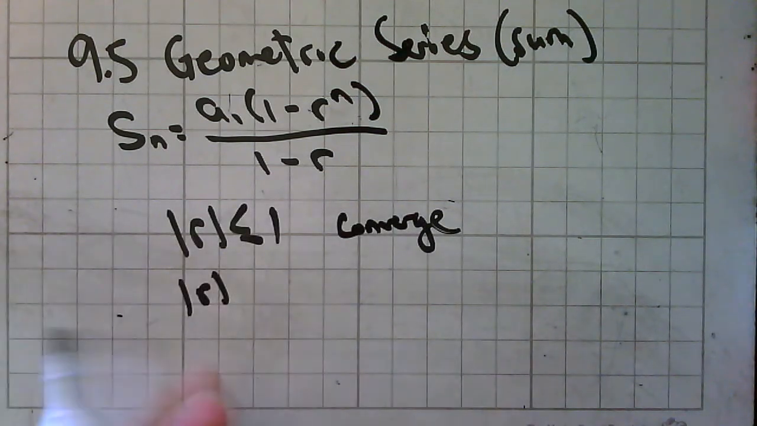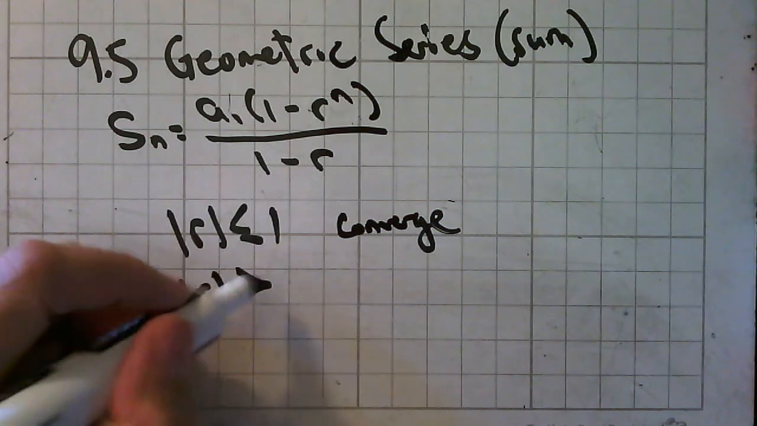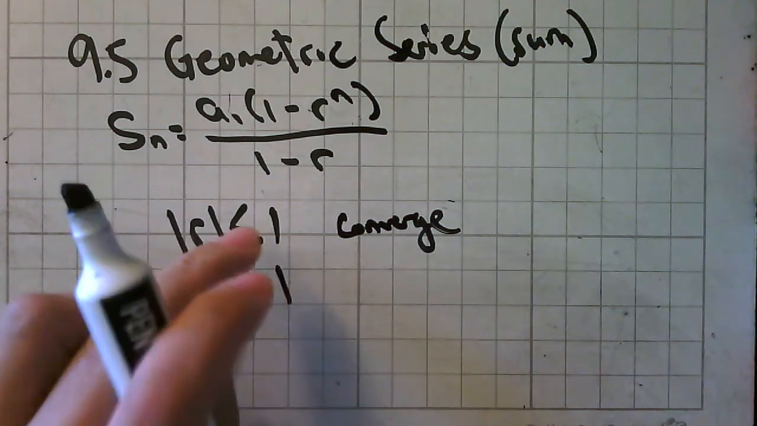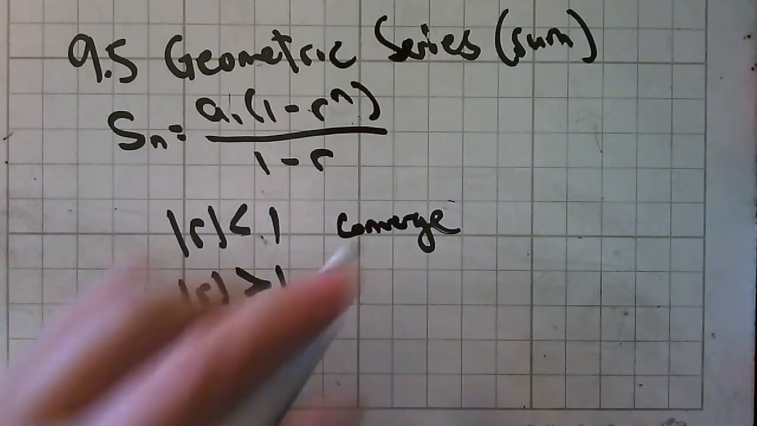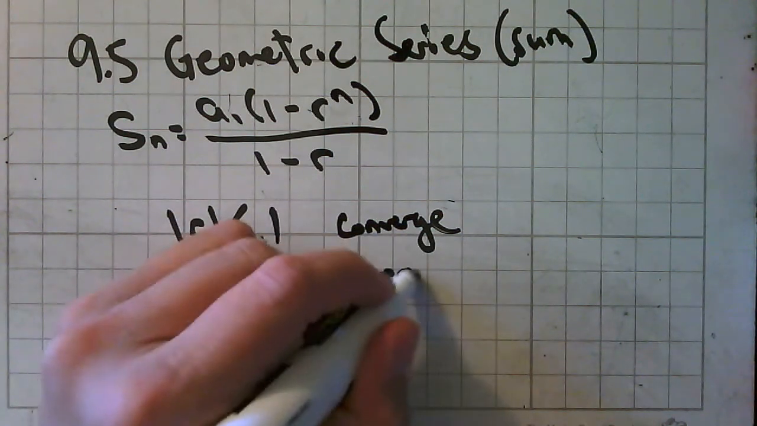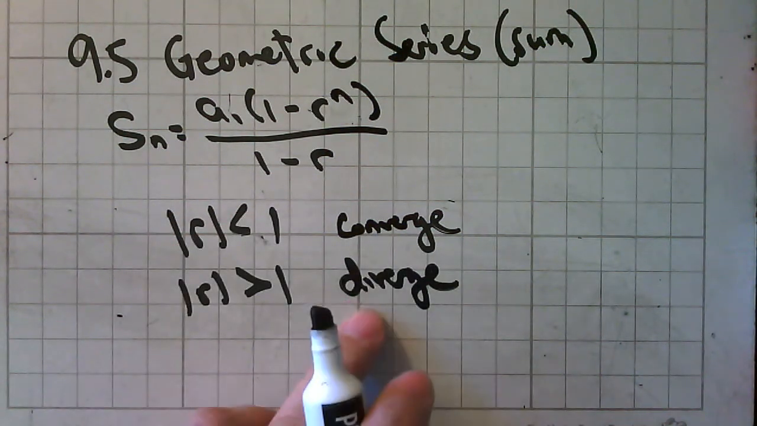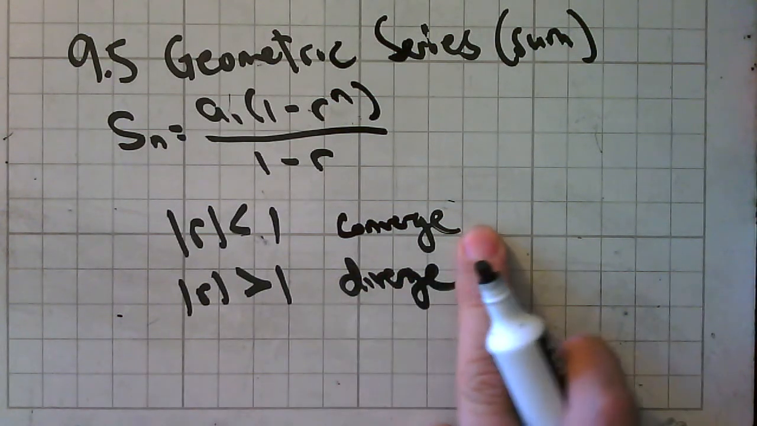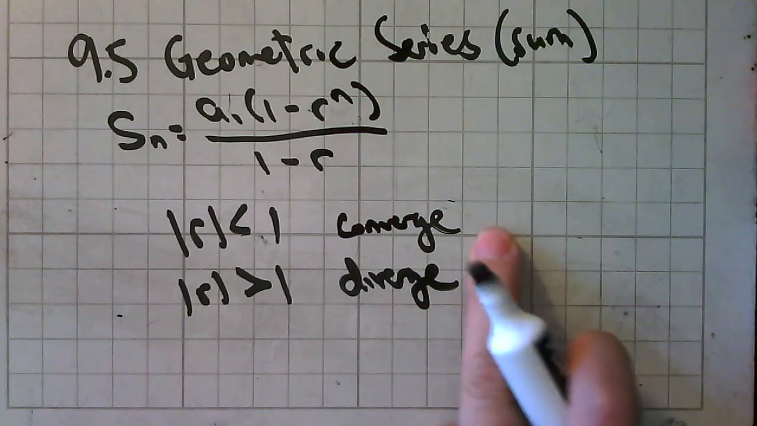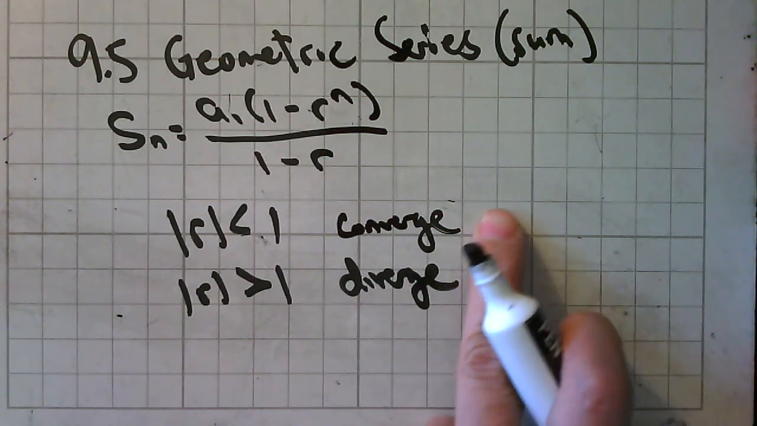So pretty much, ignoring the sign, if it's less than 1, you're going to converge. And if your rate of change is greater than 1, so there should be no equal sign here, then it's going to diverge. So if it diverges, you can't find the sum unless you have the number of terms. If it converges, you can always find the sum, even if it goes up to infinity.